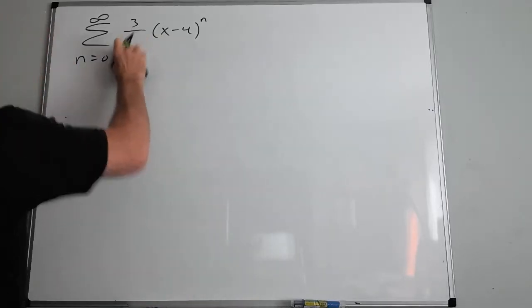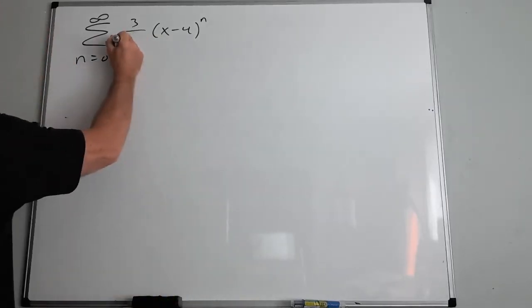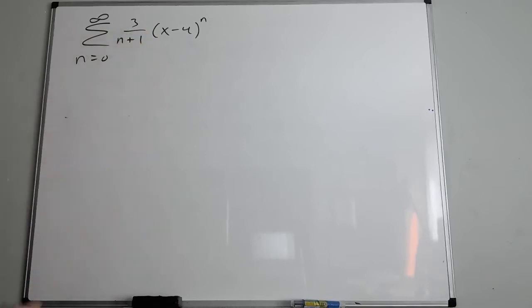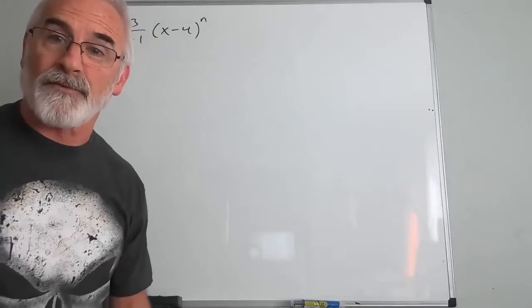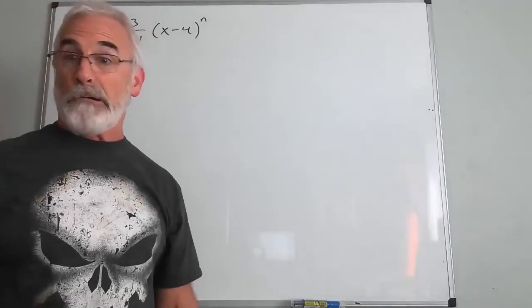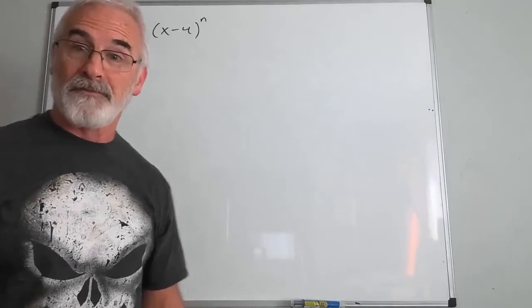Sorry, let me make that n plus 1. There we go. Because I want to start it at 0, and n really wouldn't have worked very well. So I've got some infinite polynomial. That's great. Now, is this polynomial going to converge or diverge? The correct answer is, I don't know. It depends. Depends on what?